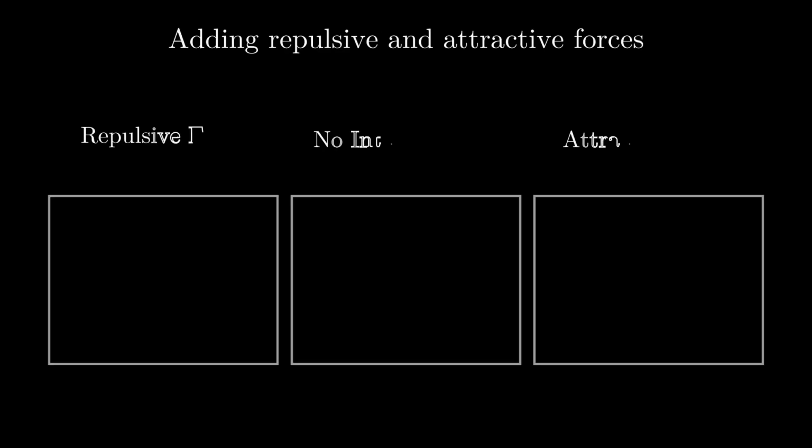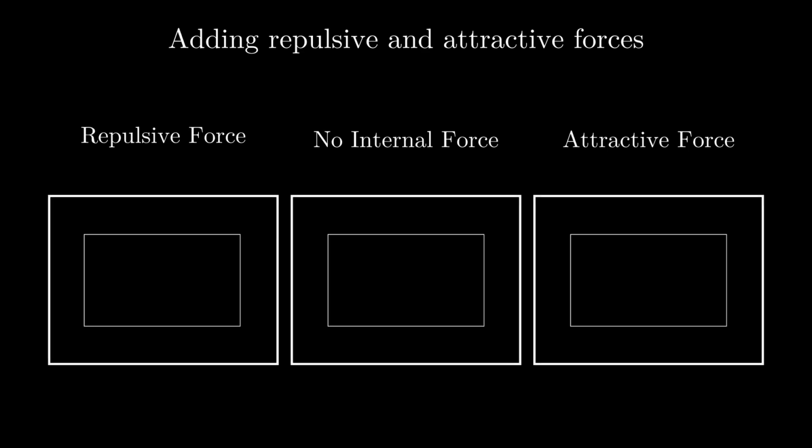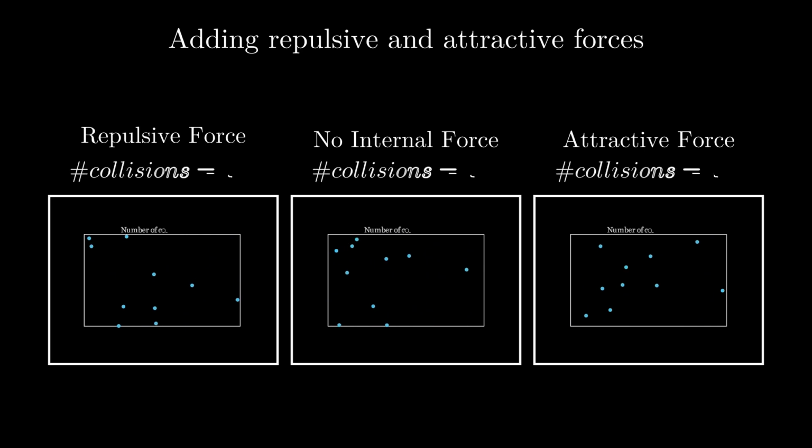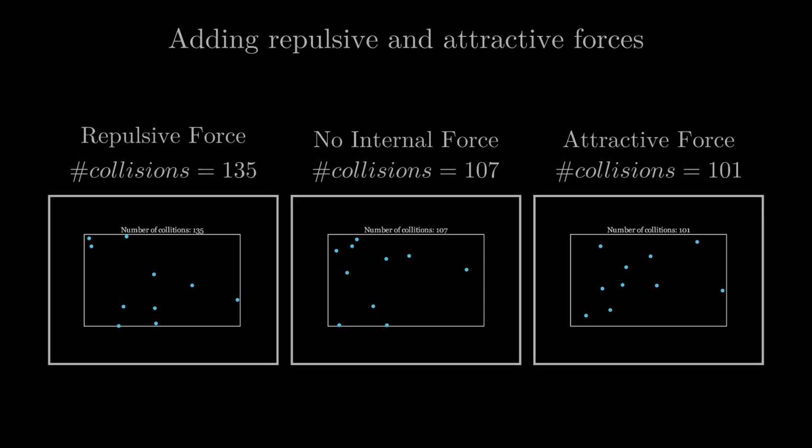Adding a slight repulsive and attractive force will change the way the particles behave. Let's look at a simulation where we have a slight repulsive force on the left, no interactive force in the middle, and a slight attractive force on the right, and then compare what happens with the number of collisions with the container. We can see a clear trend that the repulsive force increases the number of collisions, while the attractive force seems to decrease the number of collisions.